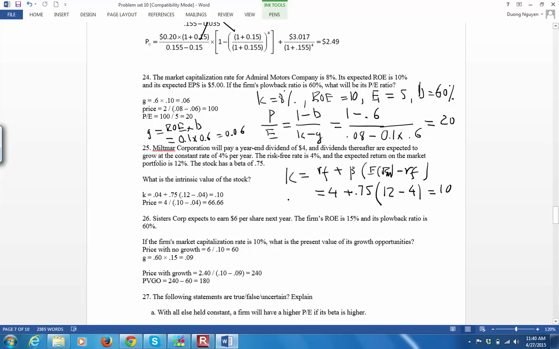So you put in the formula, price equals D1 over K minus g. D1, you know that it is $4, K which is 0.1 minus g which is 0.04, and this is equal to 66.66.